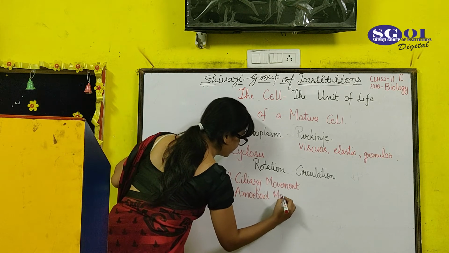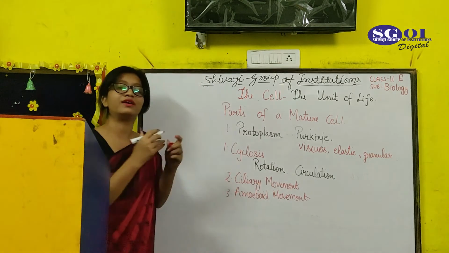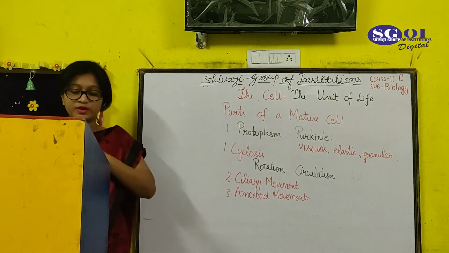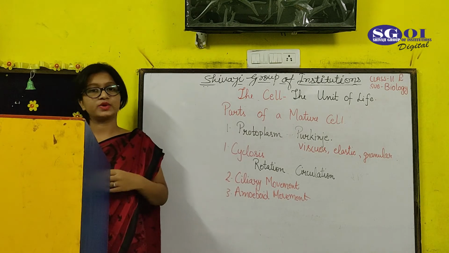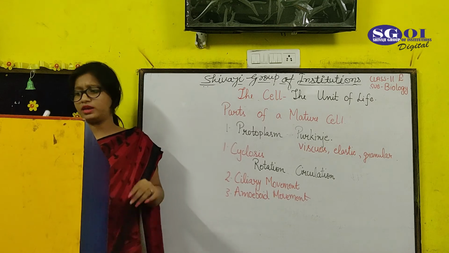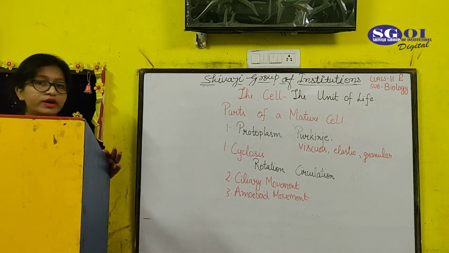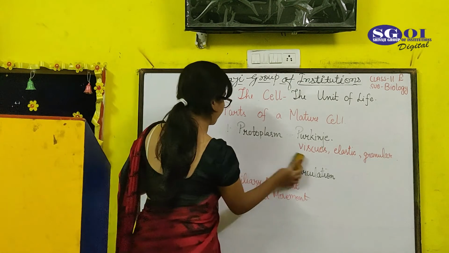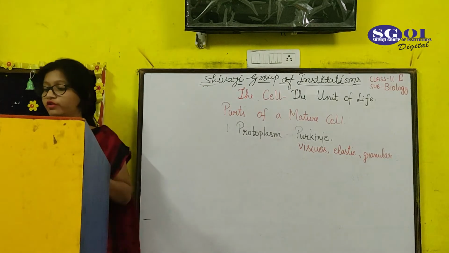is amoeboid movement. This amoeboid movement is found only in amoeba, and this is a special kind of movement which takes place in amoeba only. That is why this movement occurs in amoeba, and it is named after that movement, amoeboid movement. After that came another topic related to protoplasm, which is the nature of the protoplasm.